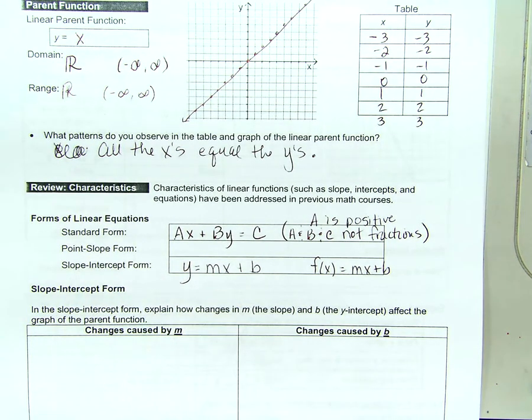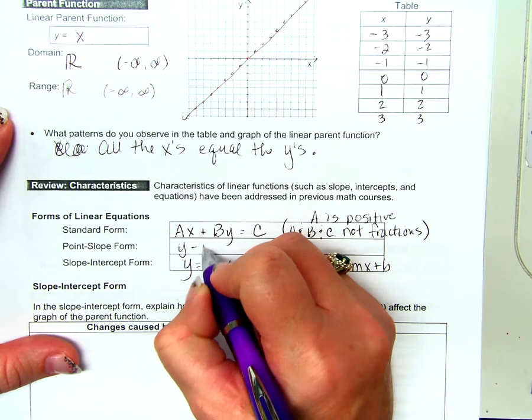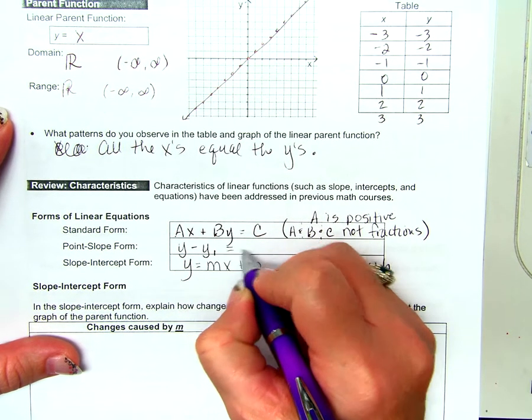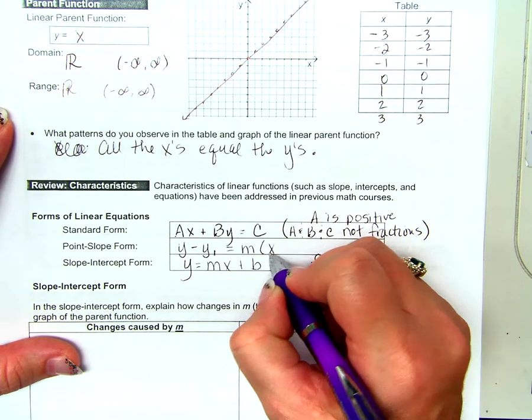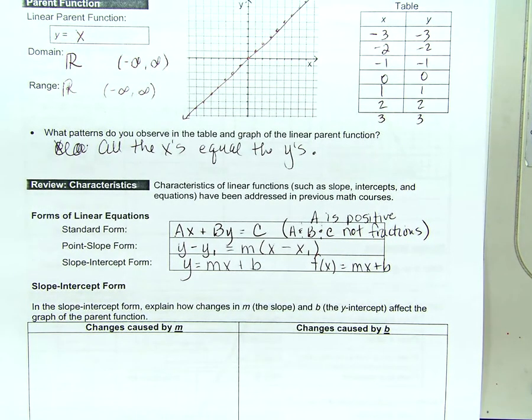Point slope form? Anybody know point slope form? How about if I tell you? Y minus y sub 1 equals m times x minus x sub 1. Now, I heard some noises when I was writing that down. Normally the noises you make when I say this is, oh, I remember that. Oh, good. I'm glad you remember that.